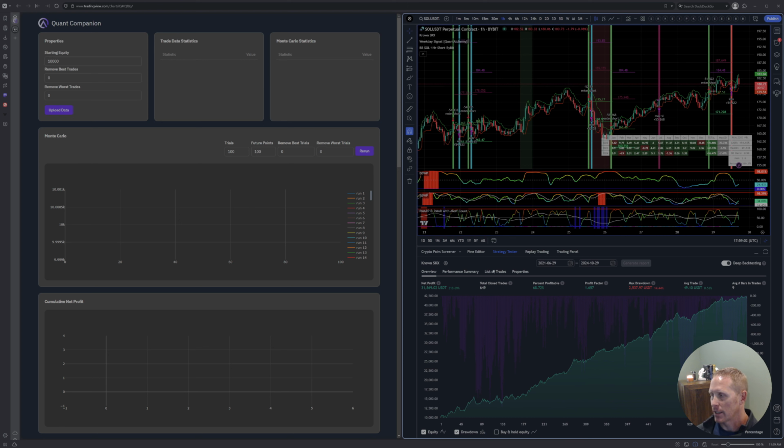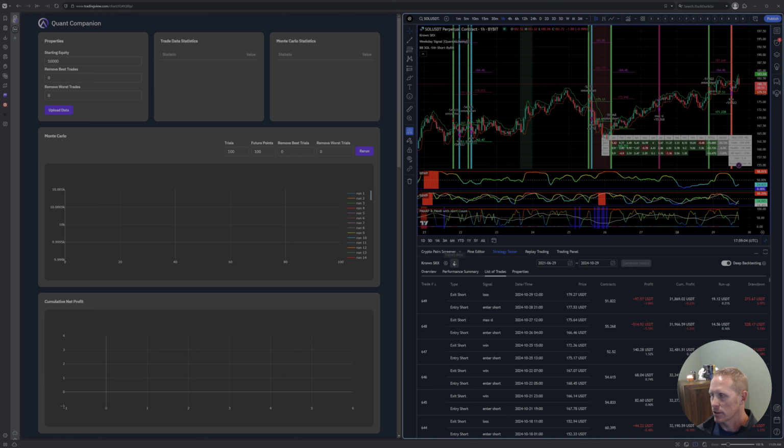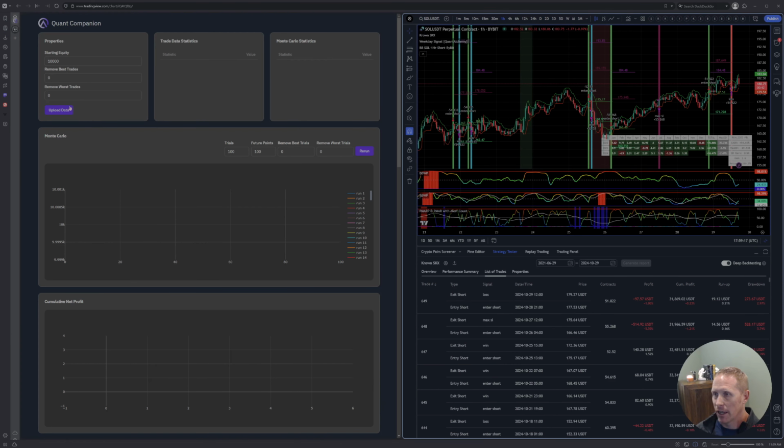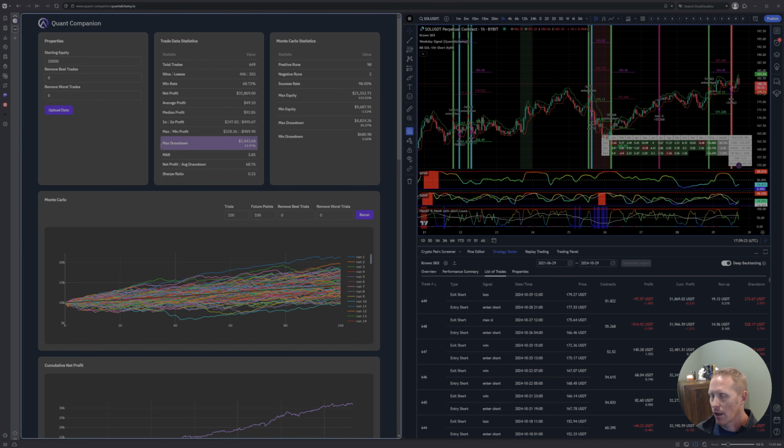To be able to utilize the data, I need to go to the list of trades. I'm going to export this data. I'm going to save as, and I'm just going to call it trades, so that it doesn't conflict with any other names that I have here. And then I'm going to go to the Quant Companion. I'm going to upload the trades that I have. And now I can use Quant Companion to start analyzing this data.